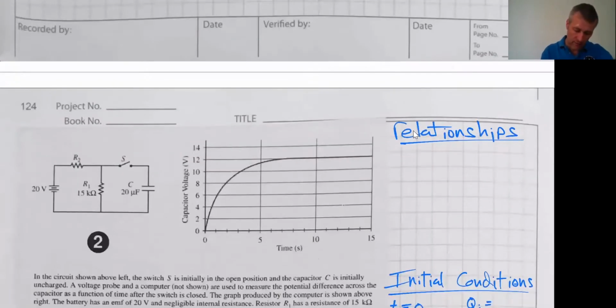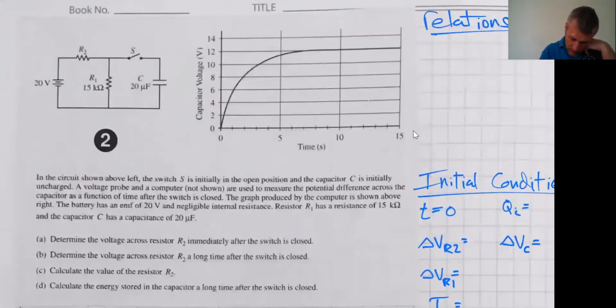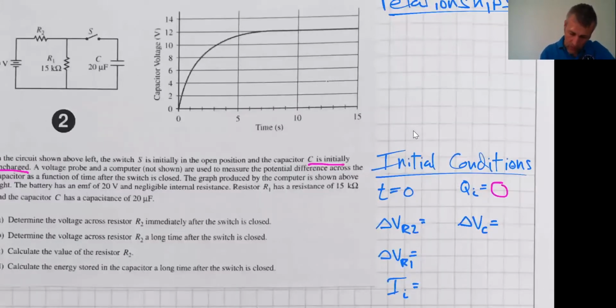In example number 2, this is a slightly more complicated RC circuit. We've got 2 loops here. And initially, it says the switch is in the open position. C is initially uncharged. So we know the initial charge on the capacitor is going to be 0.